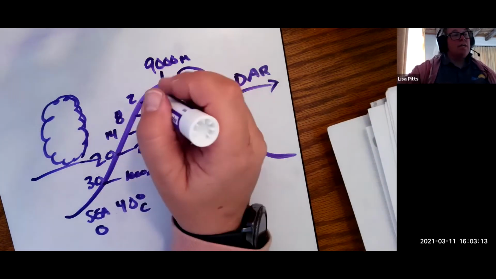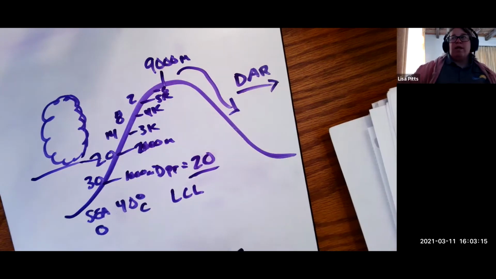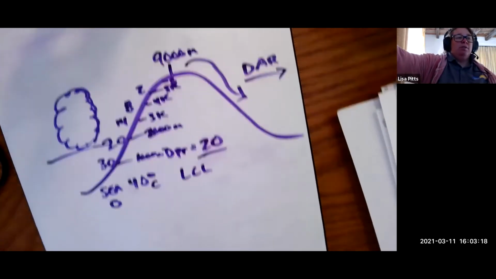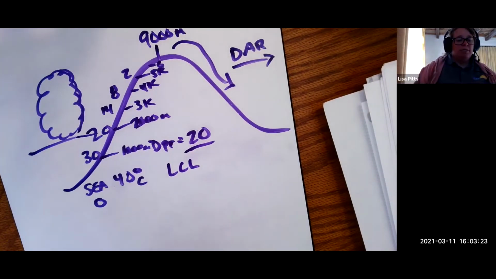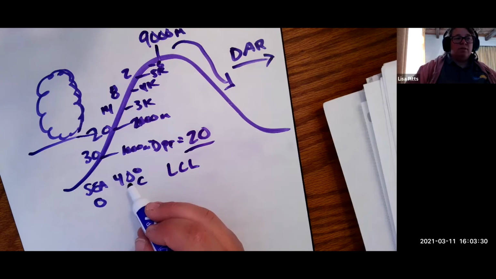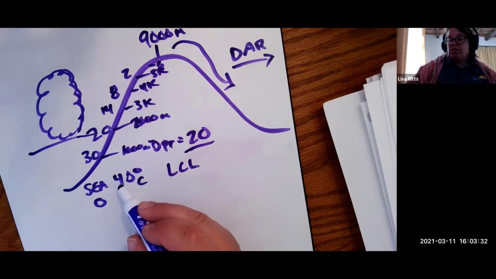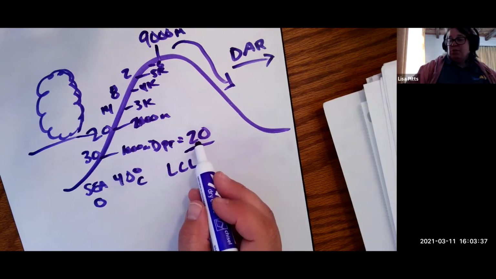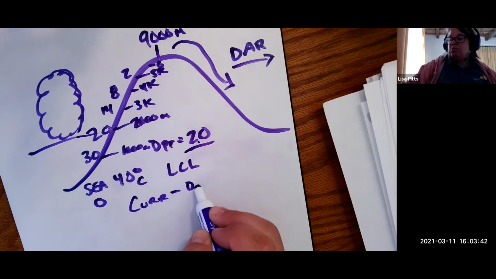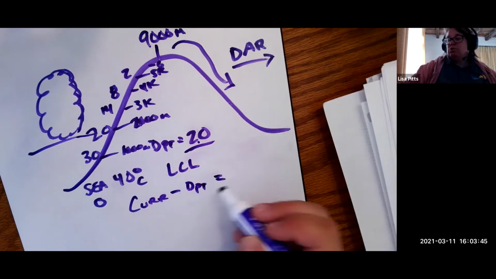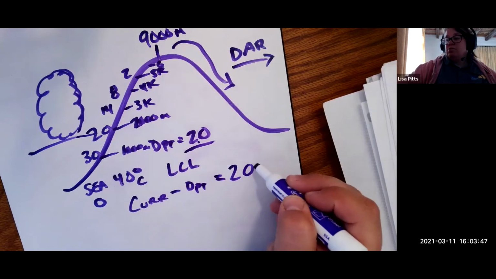The other way to do it is to create a little mathematical formula. Some people do it this way and some people don't, but I want to take a few minutes to talk about how that works. If you take the difference between your current temperature and your dew point temperature, current minus dew point equals, in this particular case, 20 degrees, right?